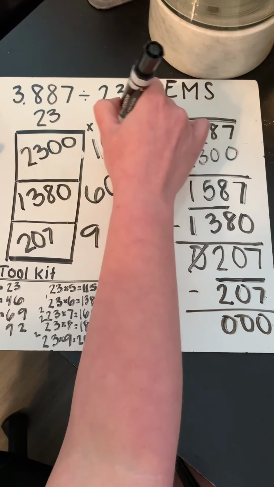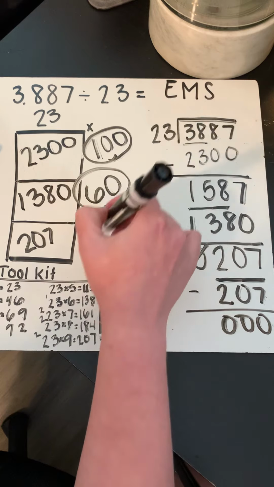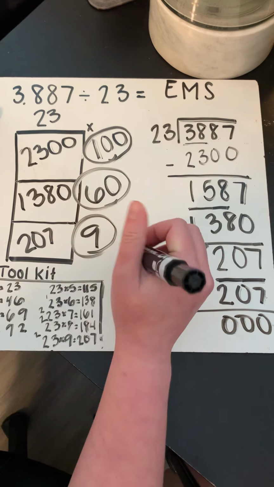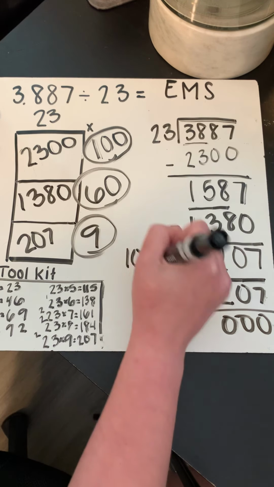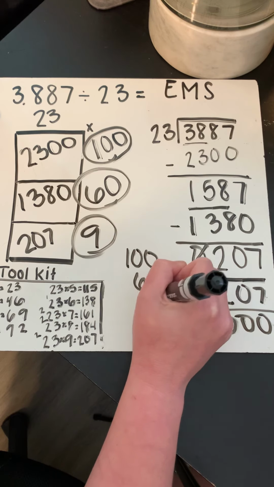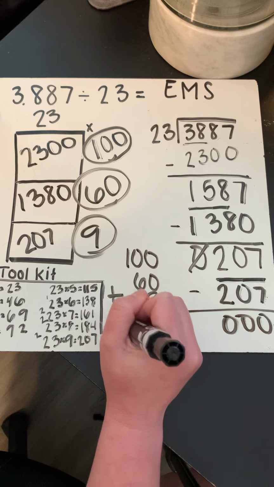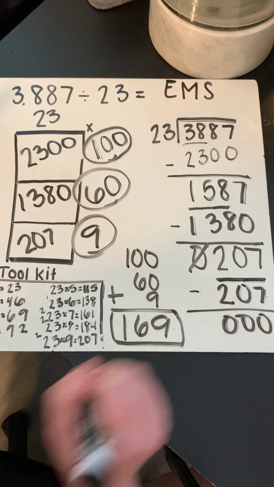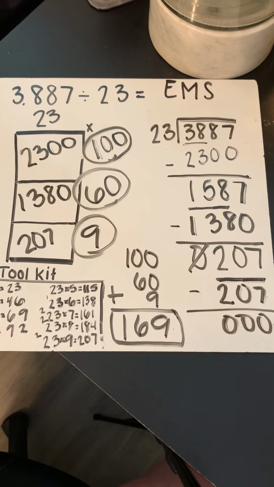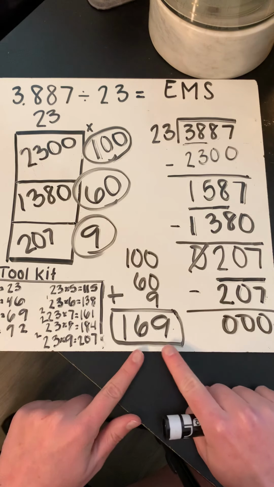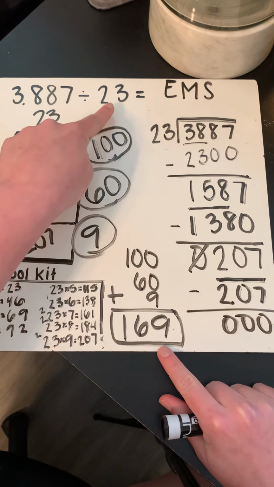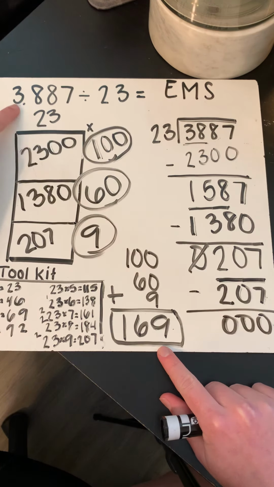What we have to do now is take these partial quotients, these are parts of our answer, and add them up. So we have 100 plus 60 plus 9, which gives us the final answer, 169. And again, we can check that with multiplication. I can take 169 and multiply it by 23, and I will get 3,887 as my final answer.